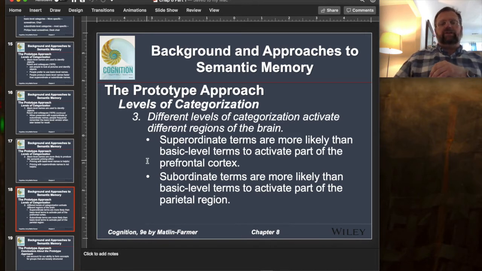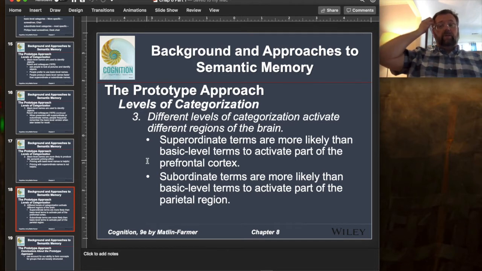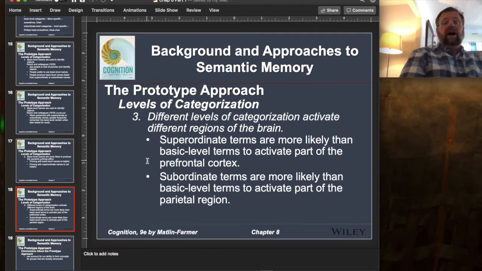So superordinate terms are much more likely than basic level terms to activate parts of the prefrontal cortex. Prefrontal cortex tends to be much more abstract, and so those abstract categories are probably relying on the prefrontal cortex to help us understand their meaning, whereas subordinate terms are more likely than basic level terms to activate parts of the parietal region.